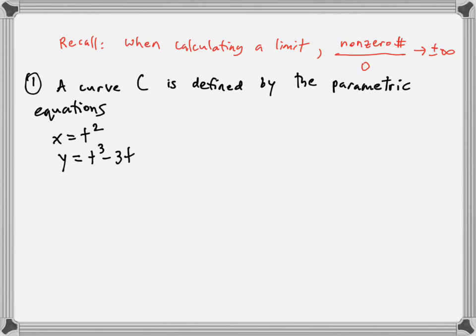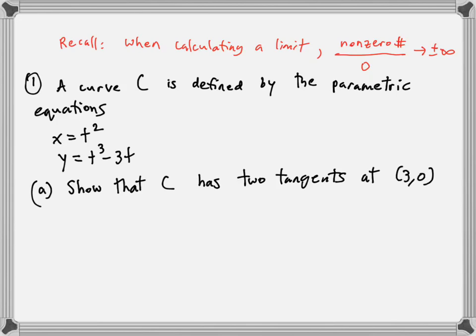So we have multiple steps here. I'm going to do this step by step. Part A is to show that C has two tangents at (3, 0) and find their equations. So let me do part A first, and then I'll just write each part individually, okay? Because this is actually a 4-part question. It's going to be pretty long, okay?